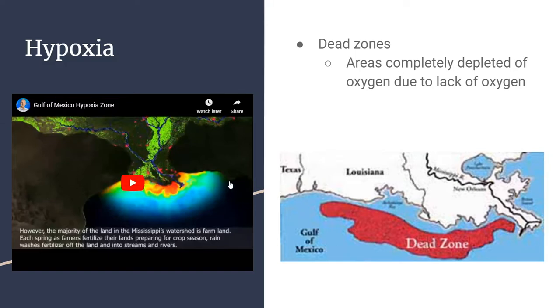I would highly encourage you to check out this video. It explains a lot more on it, but there's a dead zone right down here where basically nothing can live because there's no oxygen, and it's usually caused by high amounts of phosphates and nitrogen within the water itself, causing these algae blooms.